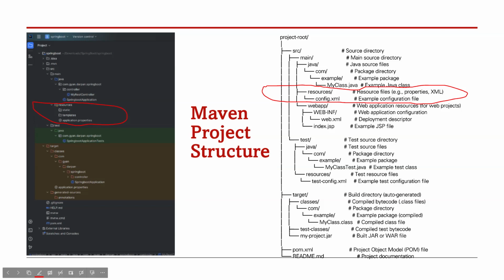src/main/resources. Resources such as property files, XML configuration files, and other non-Java resources needed by the application. src/main/webapp. This directory is specific to web projects and contains web application resources such as HTML, JSP, and other web-related files. It typically includes a WEB-INF directory for storing deployment descriptors like web.xml.